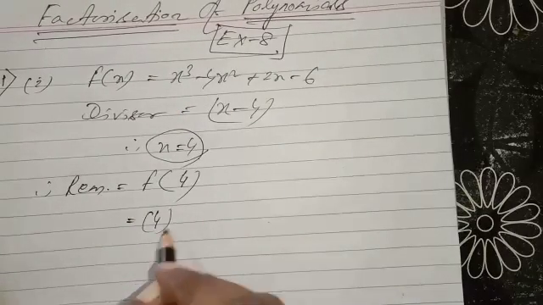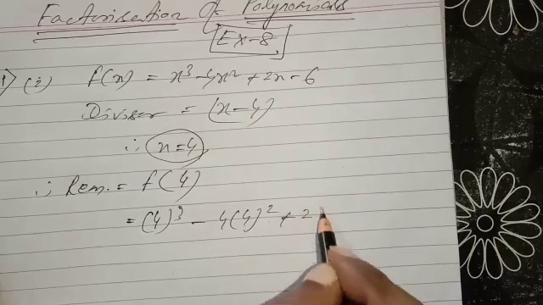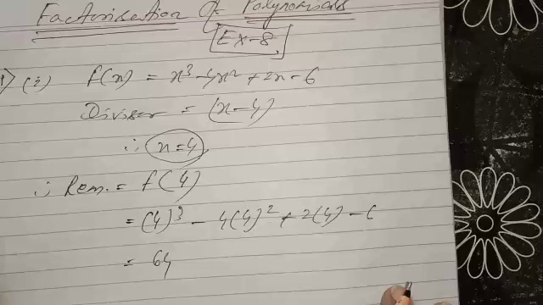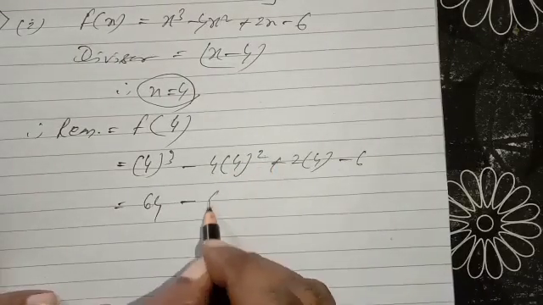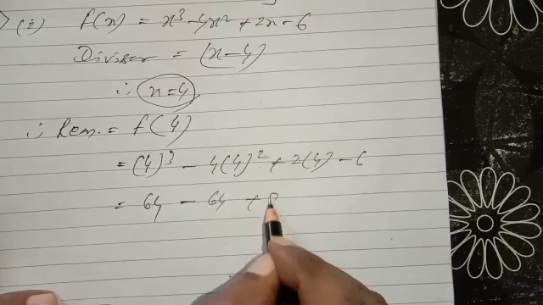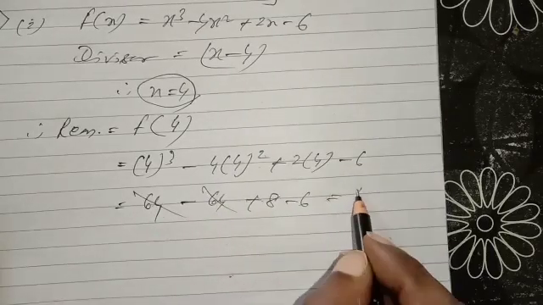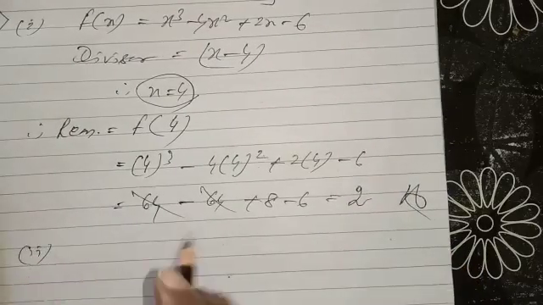That is 4 cube minus 4 into 4 whole square plus 2 into 4 minus 6. 4 cube is how much? 64. And 4 times 16 is 64, it will cancel out. This is 8 minus 6. Finally, how much are we getting? 8 minus 6 is 2. The remainder is 2. The first part is completed. See the second part.